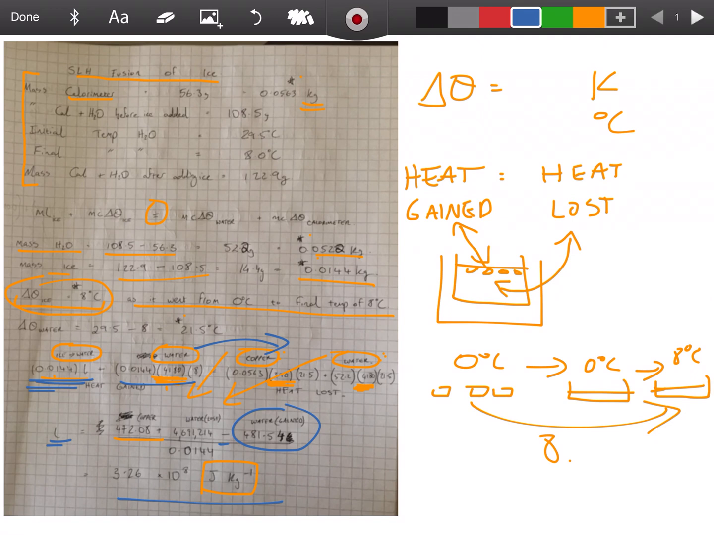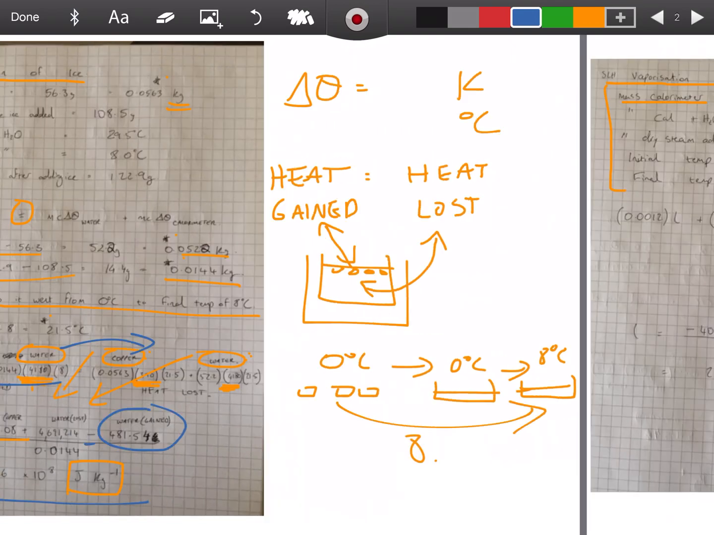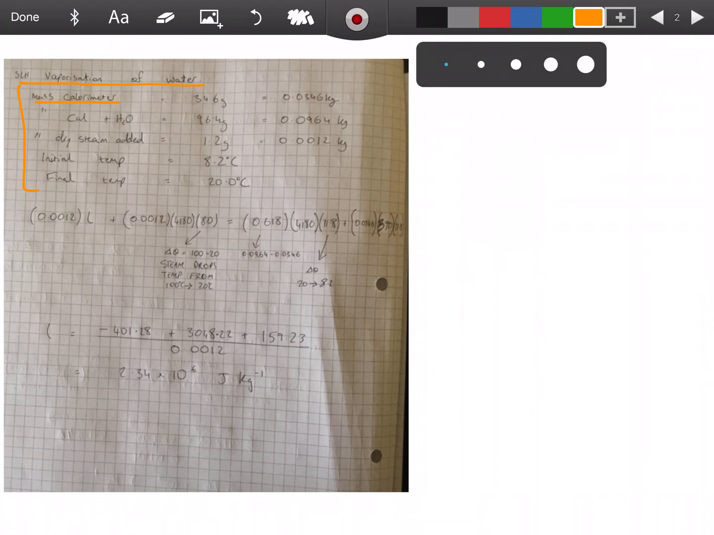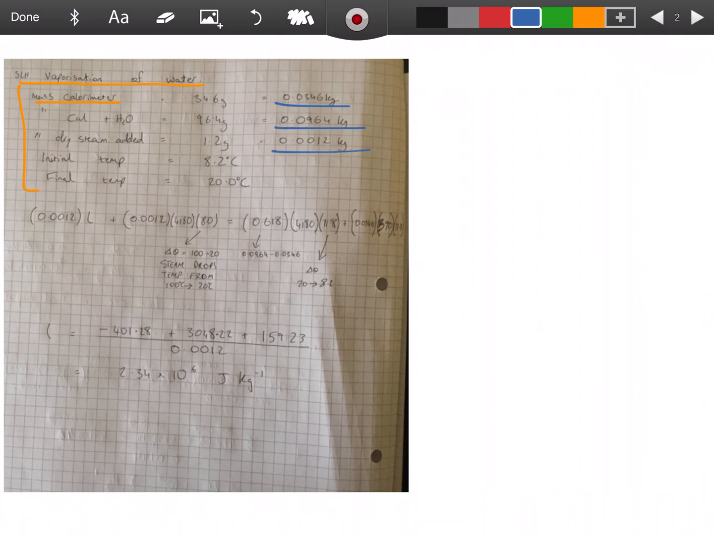Okay, so exact same process for the next one. Again, if you need to have a look at it, pause it, rewind it, go again if needs be. Specific latent heat of vaporization of water. So again, we've got all that data given to us, masses and temperatures and so on. You can see I've put them straight away into kilos to make sure there's no confusion, and I pop it straight into the formula.